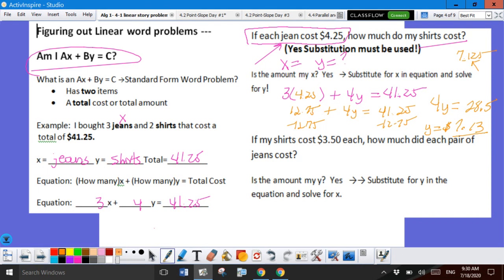Okay, so now let's look at what happens if I give you the shirts. So this time I'm giving you the shirts cost $3.50. How much did a pair of jeans cost? So why don't you go ahead and take a minute and see if you can write your equation and solve it, and I will catch up with you.